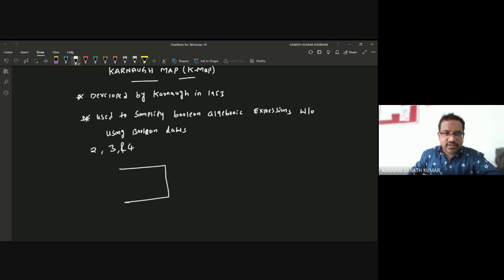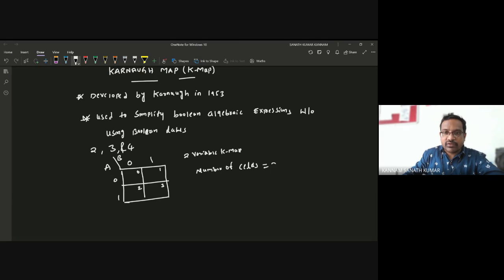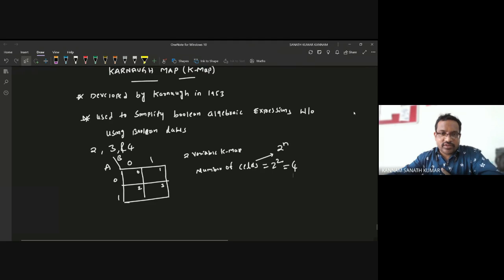So 2 variable means we have a total of 4 cells. This is A and this is B, 0 1, 0 1. You can write here 0 1 2 3, so that means this cell is related to minterm 0. Here you can write minterms m0, m1, m2, m3. So this is the 2 variable K map. The number of cells is 2 square. In general, if n variables are there, the number of cells is 2 power n. 2 square is equal to 4 cells.